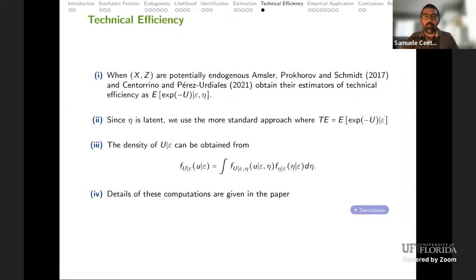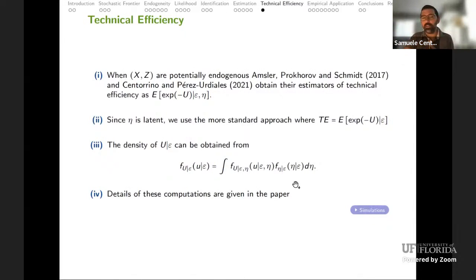Okay, so finally, the technical efficiency, which is what I believe is another contribution of our paper. In the paper by Artem and co-authors, they estimate the technical efficiency using the distribution of U conditional on epsilon and eta. Again, the problem here is that theta is not observed because it's latent, so we have to use the standard approach and estimate the technical efficiency from the density of U given epsilon.